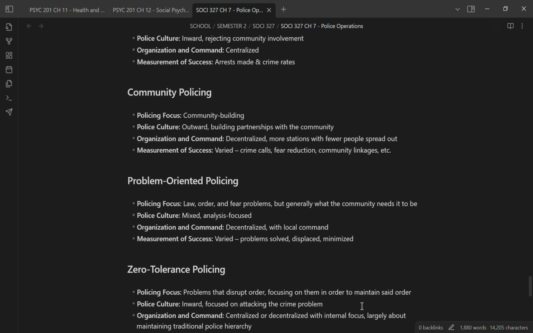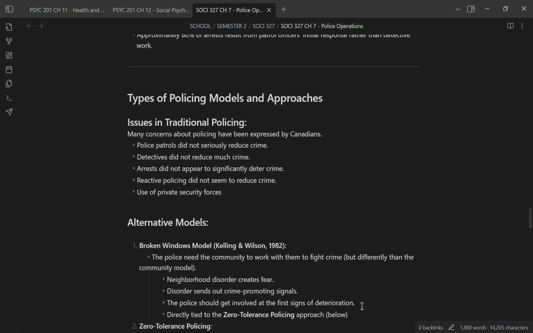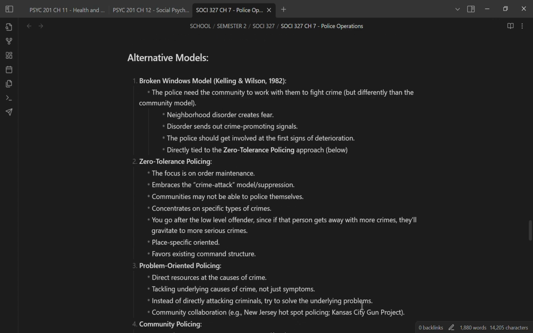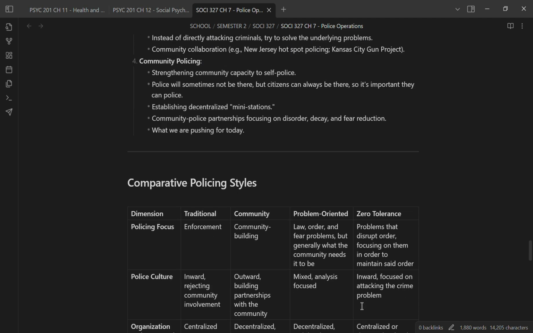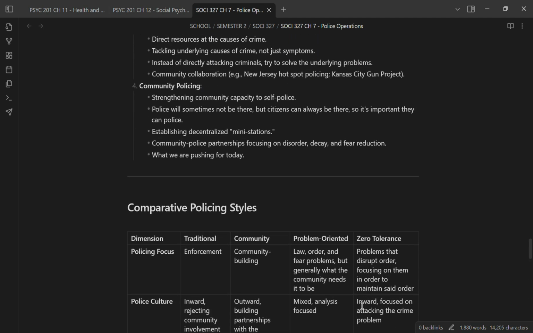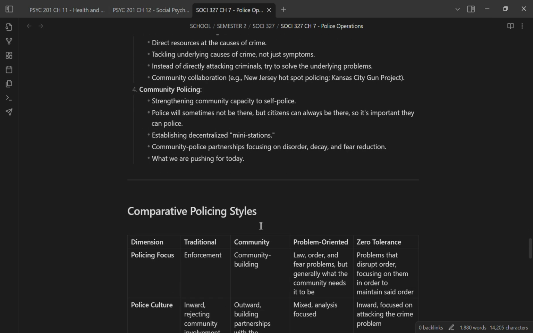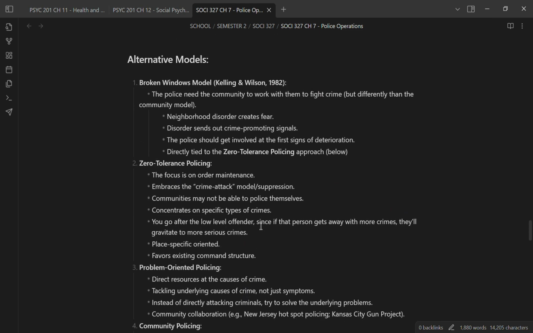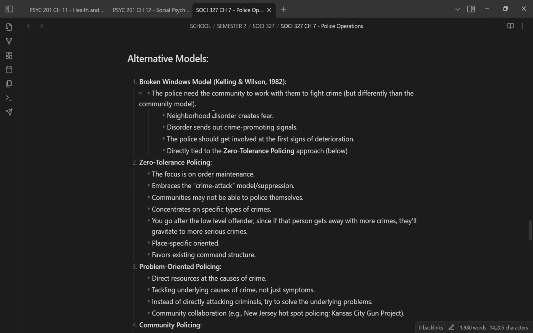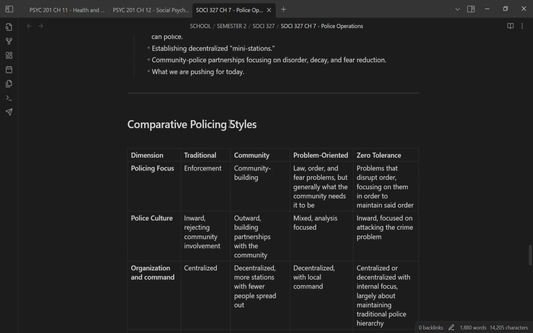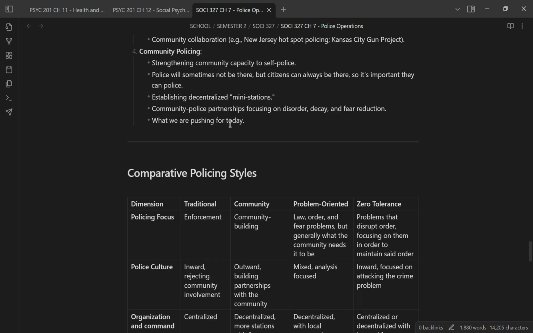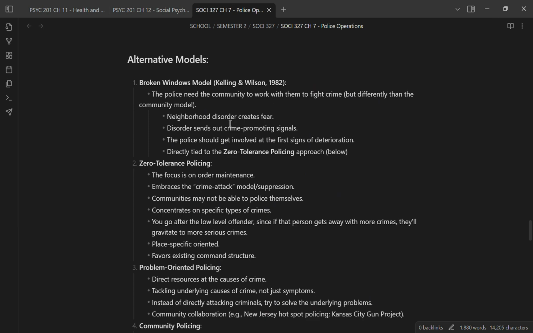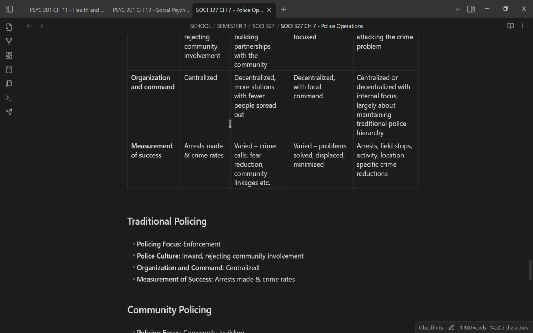Problem-oriented policing. With this, I wonder if I might have taken some of these notes down just a little bit funny. Because you'd think here, just kind of talking to myself, that the broken window model would be the traditional model here. And I think it just might be. Anywho, let's get into it.